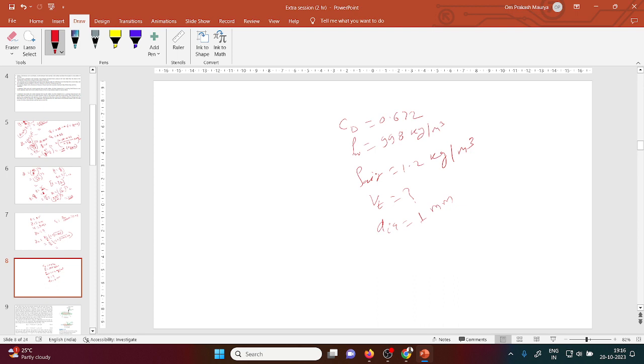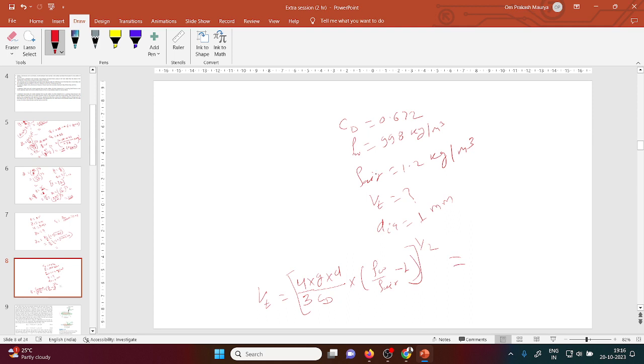If we calculate your VT, what is the formula? There is a formula, sir, for terminal velocity. I think it is square root of 4 by 3 times g D over CD, times rho water by rho air minus 1, and the whole power 1 by 2. This is the formula, I think.